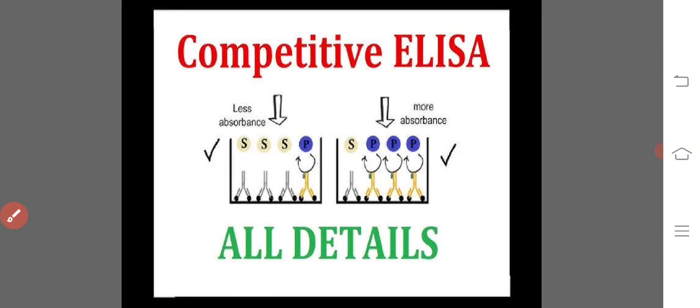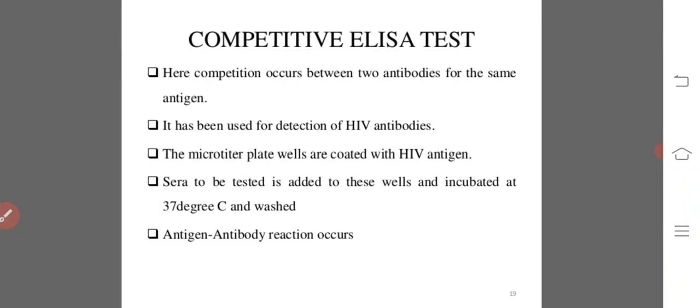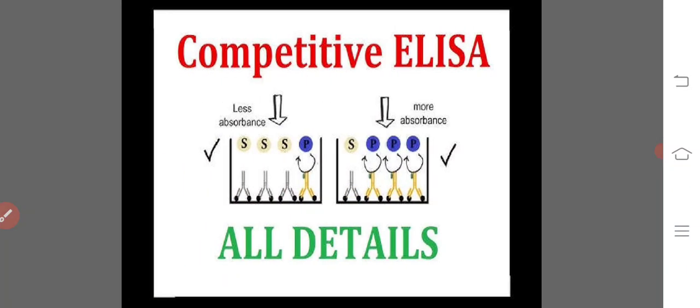And coming to the competitive ELISA. In the competitive ELISA, first, an unlabeled antibody is incubated in the presence of its antigen, that is in the sample. Thereby, these bound antigen-antibody complexes are then added to an antigen-coated well.